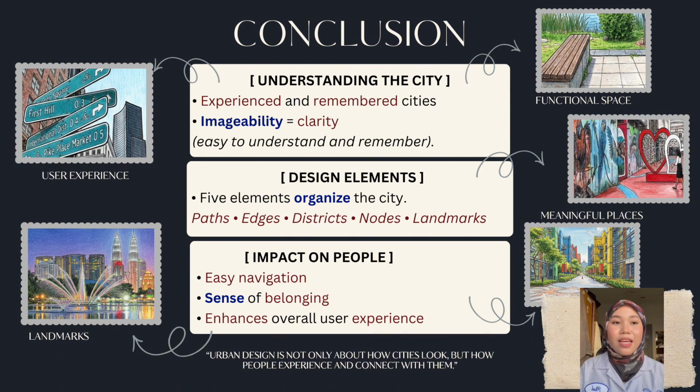Lastly, in conclusion, cities are not just physical spaces, but they are experienced and remembered. The 5 elements, which are paths, edges, districts, nodes, and landmarks, help organize and shape the city. This book also teaches us that good urban design improves navigation, reduces confusion, and creates a sense of belonging. It also enhances the overall user's experience. So, urban design is not only about how a city looks, but more importantly, how people experience and connect with it. Thank you.